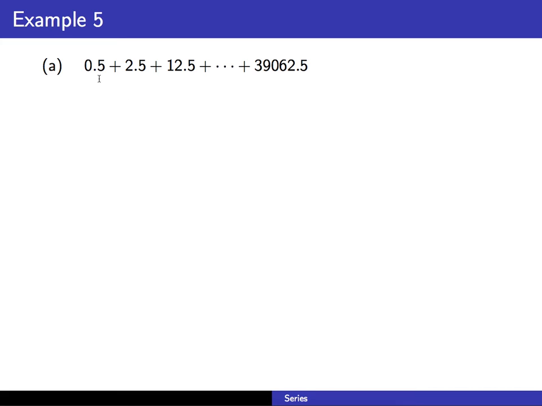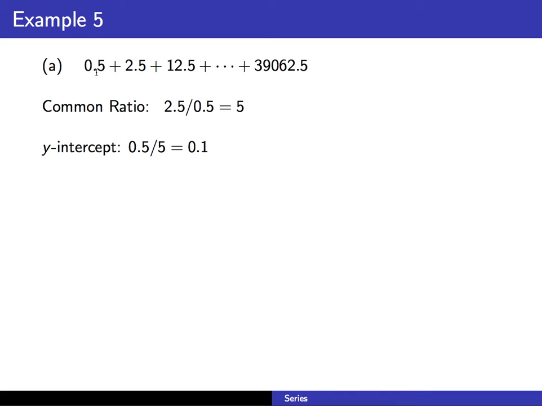So example 5, we have 0.5 plus 2.5 plus 12.5 plus and so on, plus 39,062.5. Because it ends at this value, that's why we call it a finite series. Looking from one term to the next, we're not adding the same amount every time, but if we check the ratio, 2.5 divided by 0.5, 12.5 divided by 2.5, etc., our common ratio is 5. So we multiply by 5 to get from one term to the next, which means our series here is geometric. So we can always check at the start if it's arithmetic or geometric.